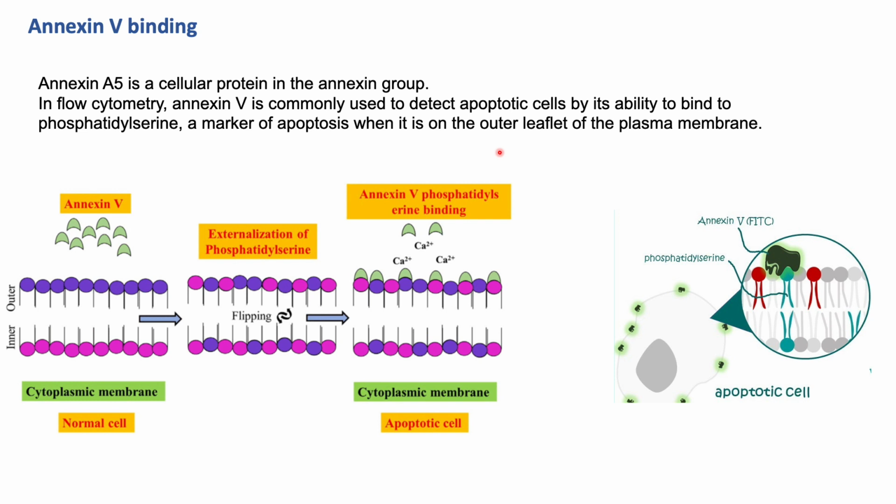And then another characteristic of apoptotic cells is annexin 5 binding. Annexin 5 is a cellular protein in the annexin group. In flow cytometry, annexin 5 is commonly used to detect apoptotic cells by its ability to bind to phosphatidylserine, which is a marker of apoptosis like we saw, when it is in the outer leaflet of the plasma membrane. Annexin 5 proteins are usually tagged with fluorescent dyes, and when bound to the phosphatidylserine of the apoptotic cells, they give fluorescent signals, helping us detect apoptotic cells experimentally.